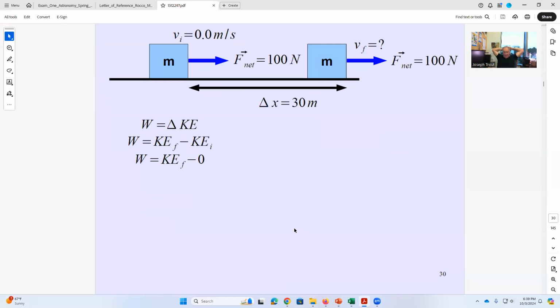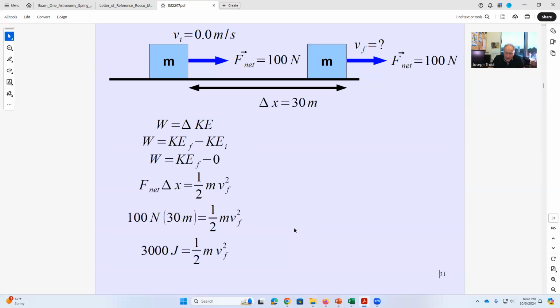So for example, let's see what happens here. We're going to apply a force of 100 newtons over 30 meters. So the work that's done is the force times delta x. So the work we get is 100 newtons times 30 meters, or 3,000 joules.